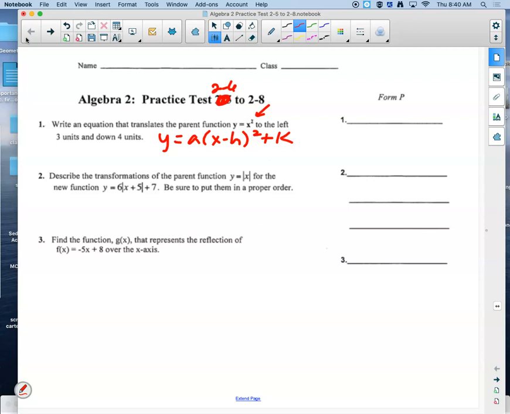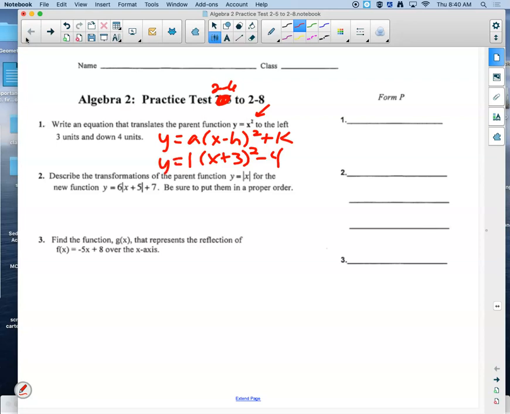So it's going to be translated to the left 3 units. Help me out. Where does something like that go in this equation? Exactly. How about a down 4? Where does that go? Did they change anything else? So then the question is, well, what was A already? Because they didn't change it or they would have told us. So what was A when it looked just like this? It was a 1.